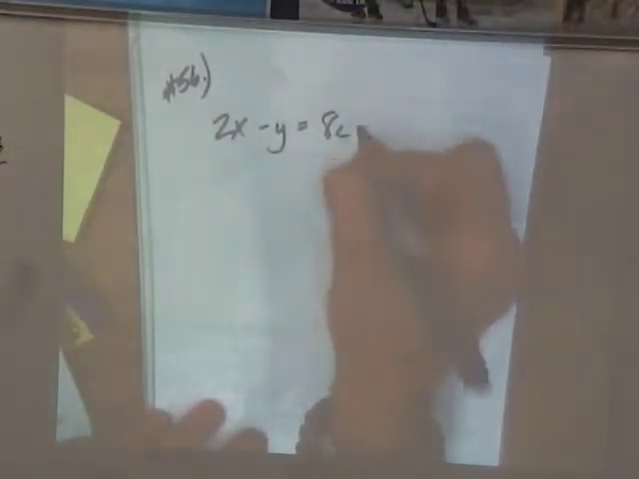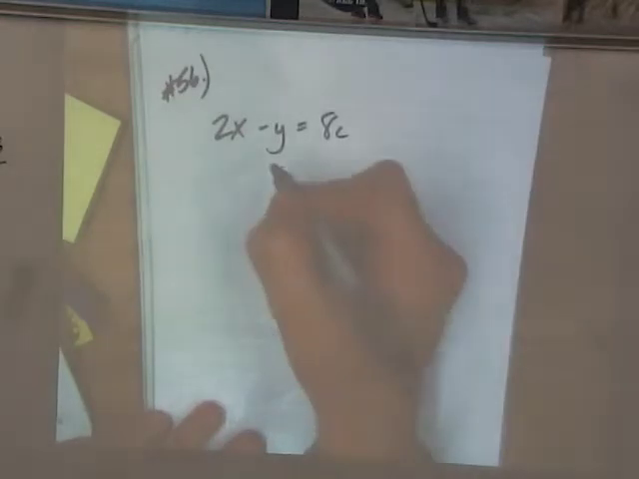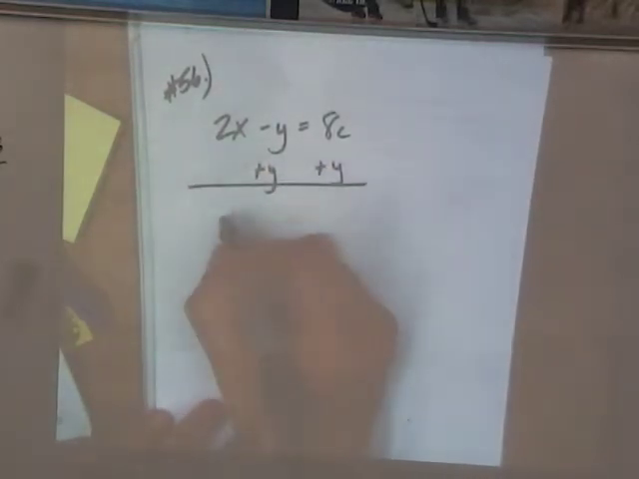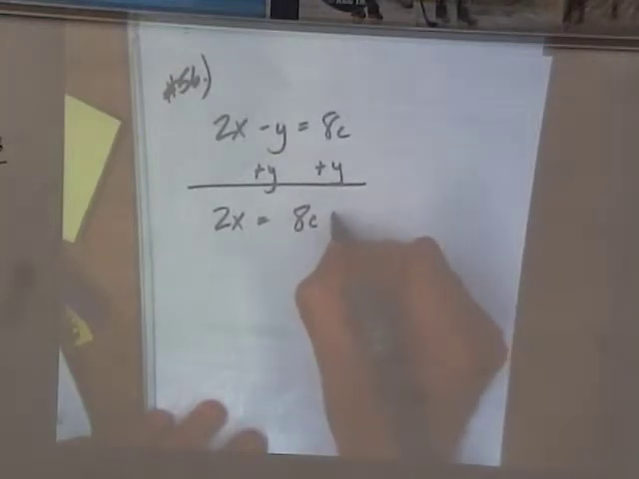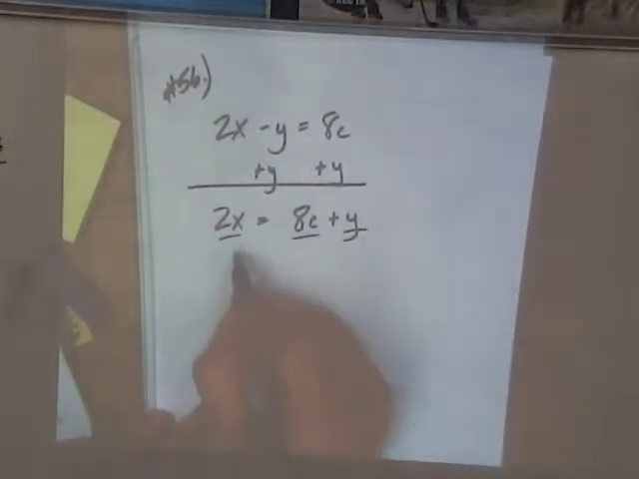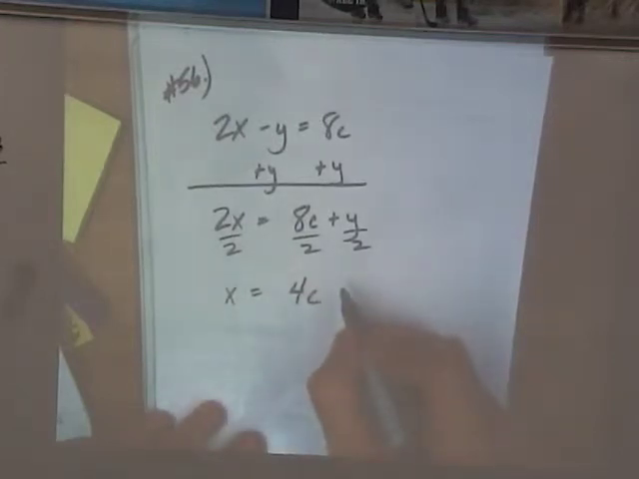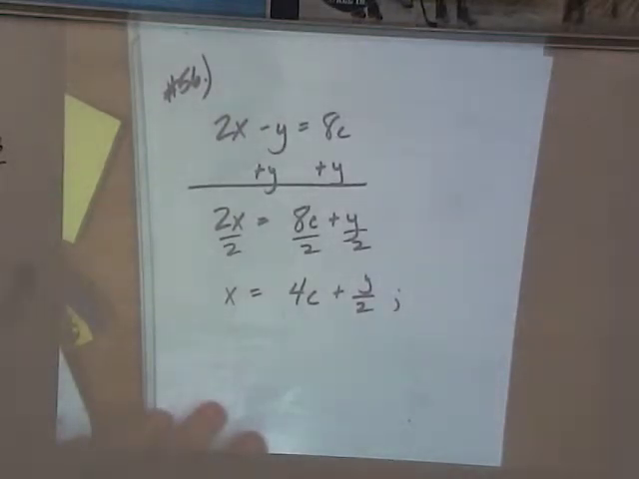56. It's easy. Solve for x and identify the restrictions. 2x minus y is equal to 8c. Add y to both sides. 2x is equal to 8c plus y, and then divide everything by 2. So x is equal to 4c plus y over 2. And our restrictions, none. No restrictions.